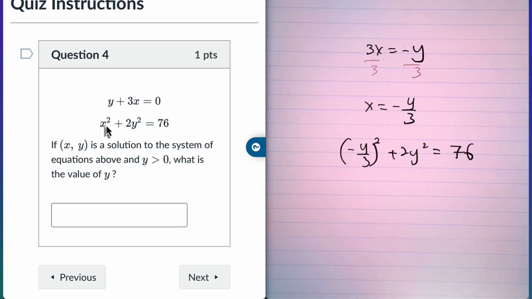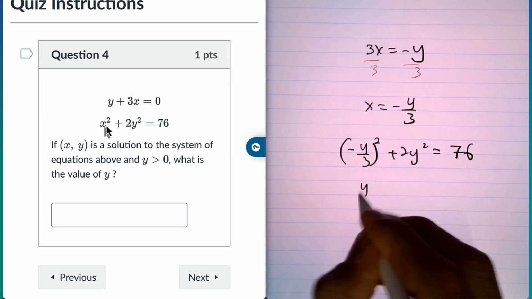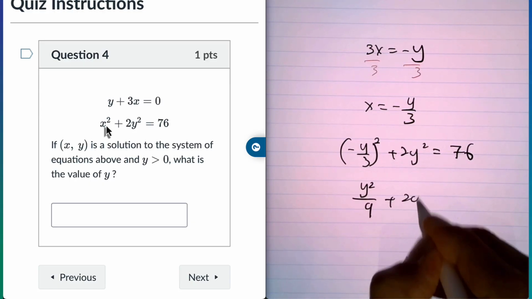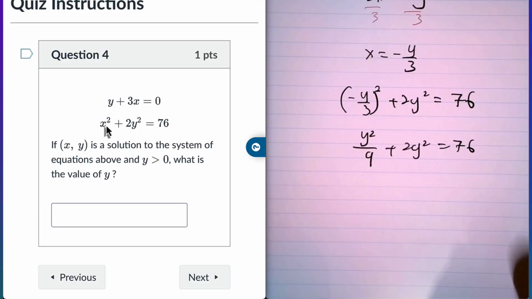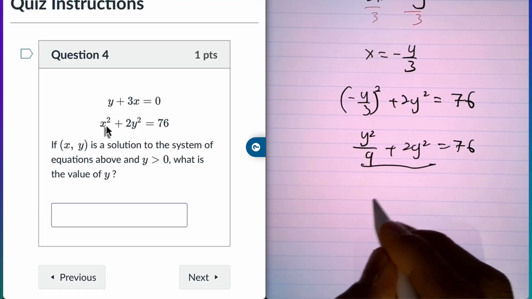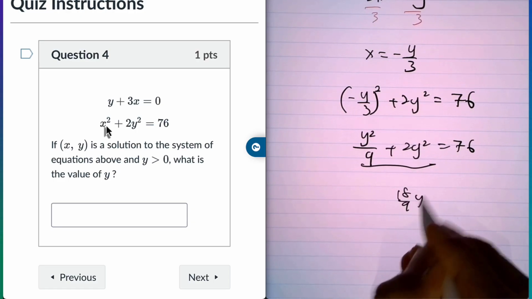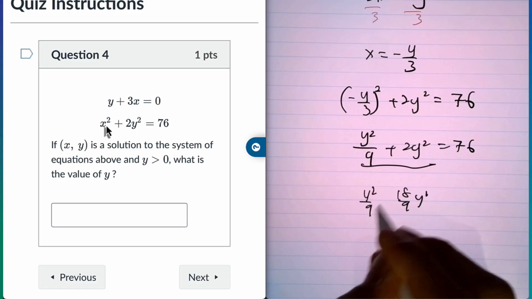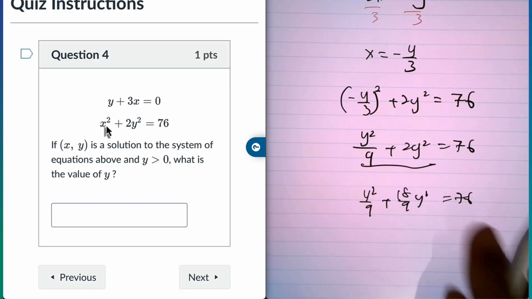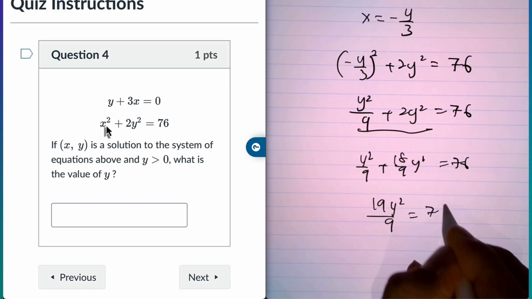All right, let's distribute the power of 2 to both negative y and 3, and you're going to get y squared over 9 plus 2y squared equals 76. Okay, so you combine the like terms here. 1 over 9 plus 2, you know that's 18 over 9, right? And y squared over 9. You add them up and you get 19y squared over 9 equals 76.